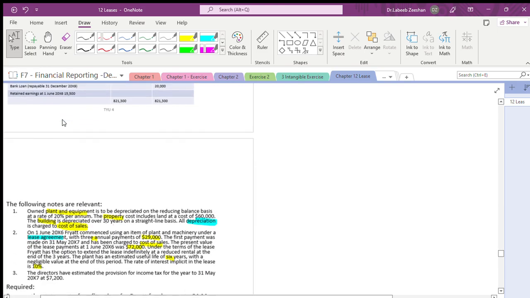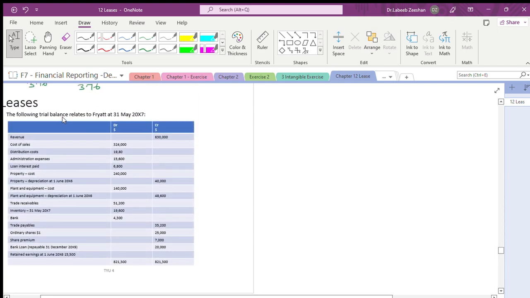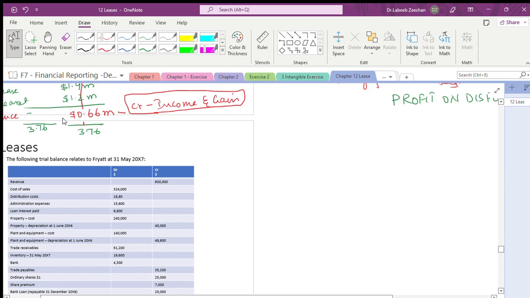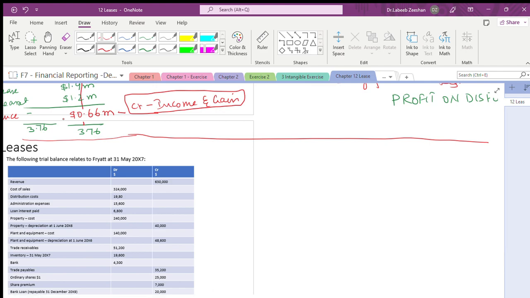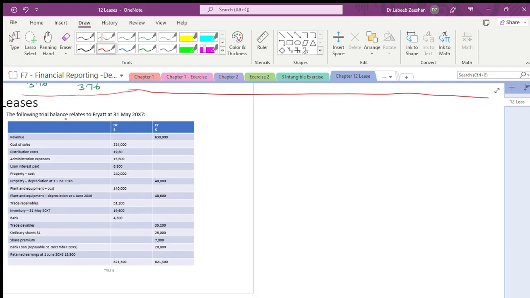First we will calculate the depreciation. It will be easy for us. First we will calculate the depreciation, then we will calculate the lease payments, then we will calculate the cost of sales, then we will draft the balance sheet. We will do it like this. Note 1, depreciation.